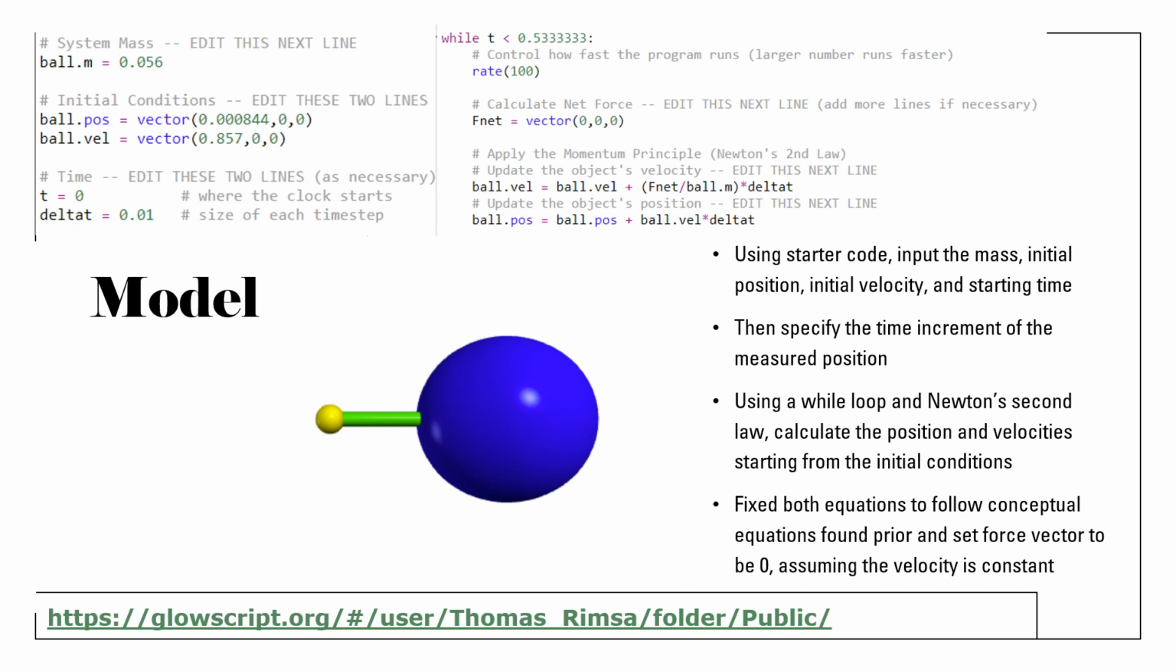In our computer model, first we use the starter code and input the mass, initial position, velocity, and total starting time, which would have been 0, and the initials described prior. Then I would specify the time increment with delta t, where it would be measured, and using a while loop in Newton's second law, it would calculate the position and velocity starting from the initial conditions by the equation specified above in the top right. To do this, I fixed both equations to follow the conceptual equations that had been mentioned before. Assuming the force vector would be 0, the velocity should be constant.